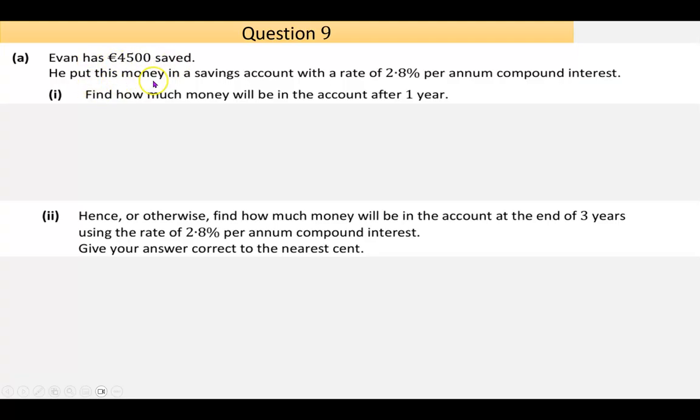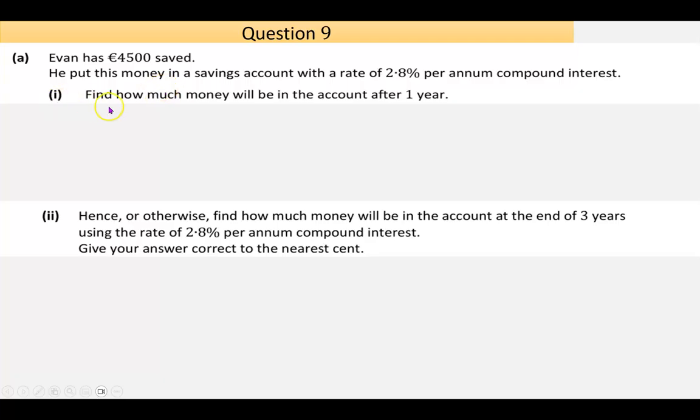He put this money in a savings account with a rate of 2.8% per annum compound interest. Now, compound interest, if you're doing more than 1 year, you add on the interest earned to the principal. So you earn more the following year and it builds. It's the power of compound interest. Whereas simple interest is just the same amount you get every year, even though the money is growing.